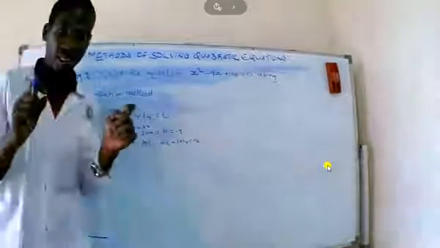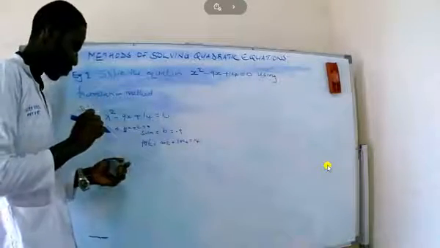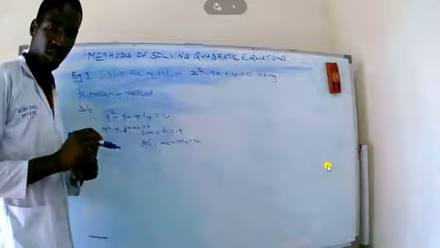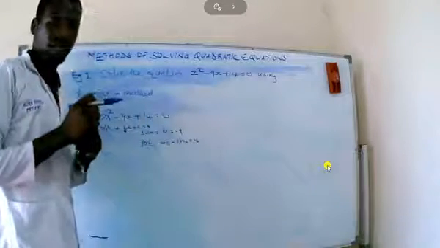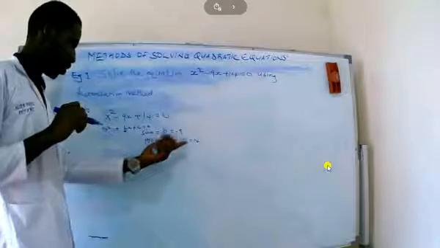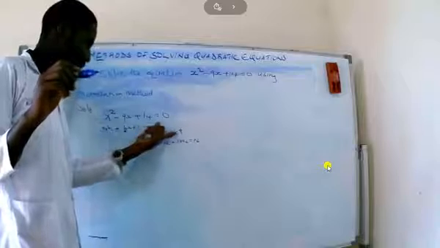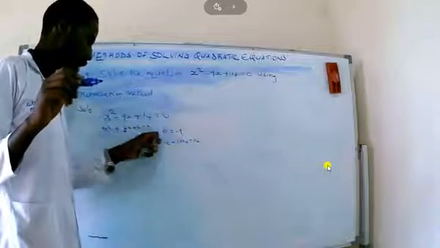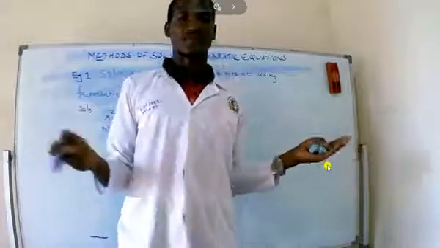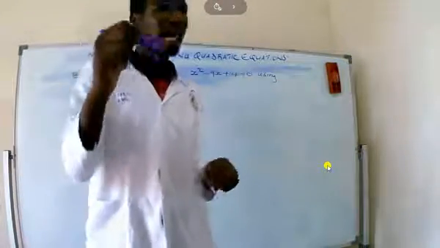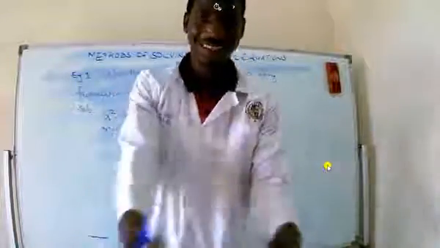We said in solving such an equation, we look for two numbers. When you multiply them, you get 14. When you add those two numbers, you should get negative 9. Two numbers whose sum is negative 9 and whose product is 14. What are those two numbers?